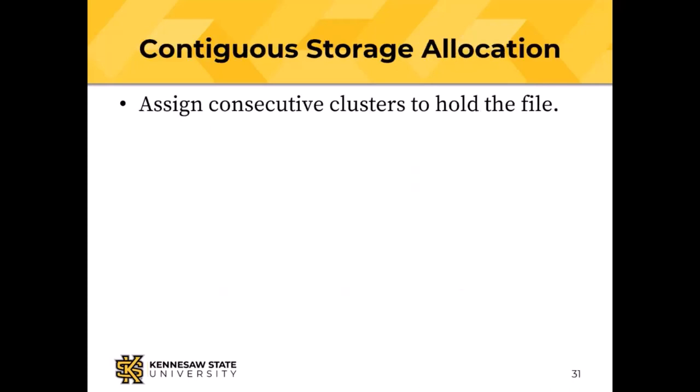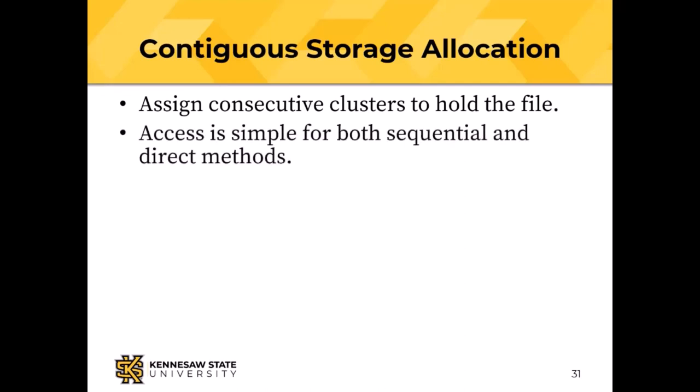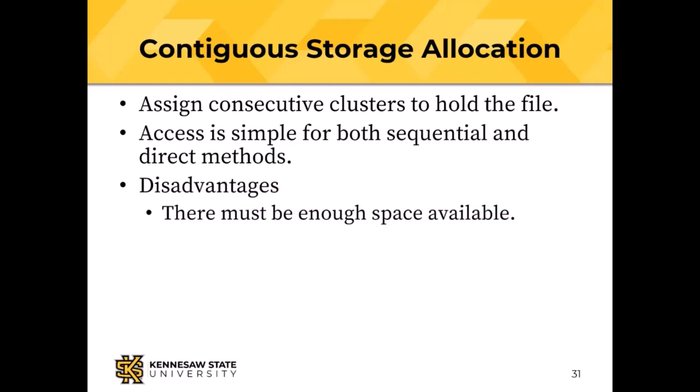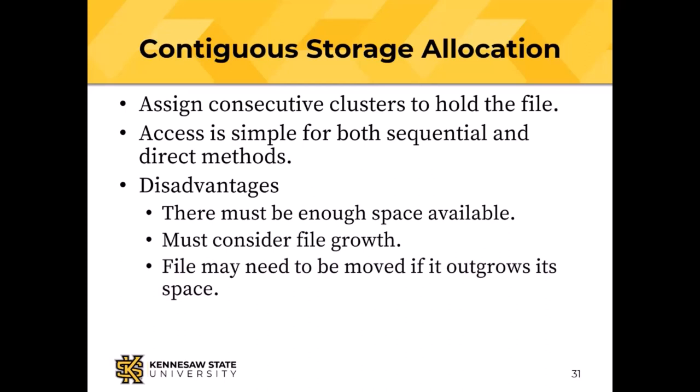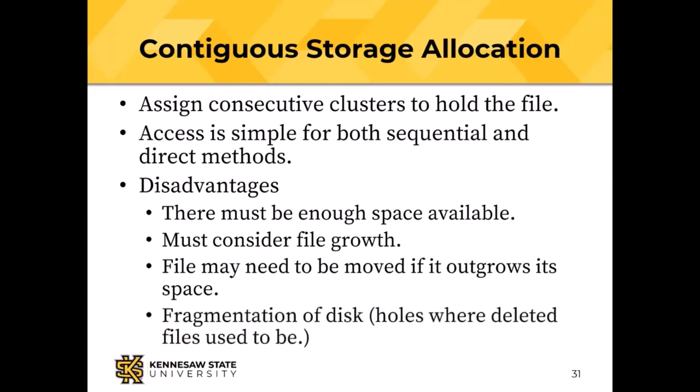If I am lucky, I can build files contiguously. That means consecutive clusters hold the file, and I can read cluster after cluster, moving the disk head minimally. Okay? Access is simple for both sequential and direct access, but I have to have enough space, and I have to know how big the file is going to be before I start writing it, because that's how I know how much space to allocate. I have to consider that the file is likely to grow. I have to consider that if it outgrows the space I allocated, I might have to move it. I won't be able to keep it contiguous without moving it.